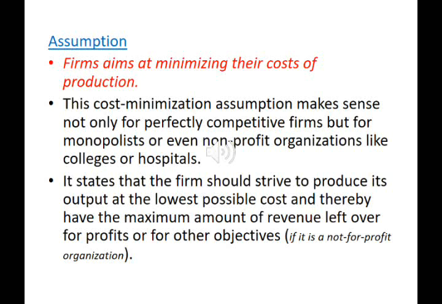So by assuming that every firm, whether a firm that aims at maximizing profits or a not-for-profit organization, will aim at minimizing its costs, this means that it will be hoping to maximize its revenues, the amount of revenue left over. And this maximized revenue will either go for profits or for other objectives if it is a not-for-profit organization, like charitable work or any other objective. So this is a sensible assumption that we can make for any producer of any commodity or service, whether this producer aims at maximizing profits or even for firms that are by nature not-for-profit organizations like colleges and hospitals.